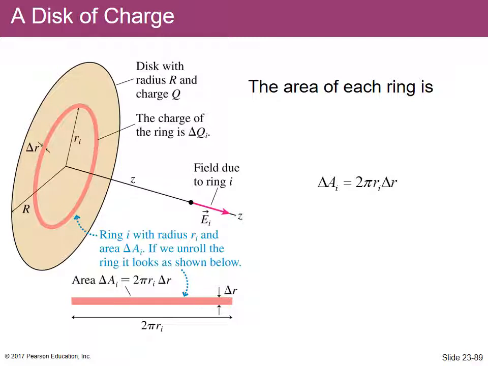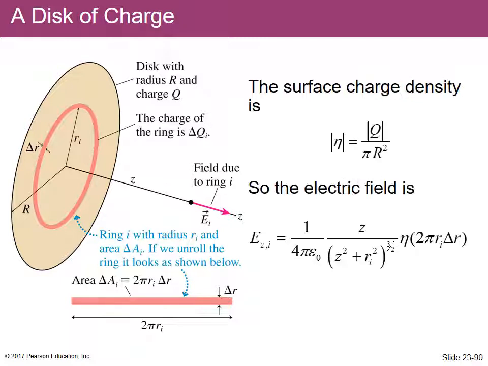The area of each ring is the circumference times the thickness. The ring is considered infinitesimally thin. We can define the electric field in terms of the surface charge density, eta.